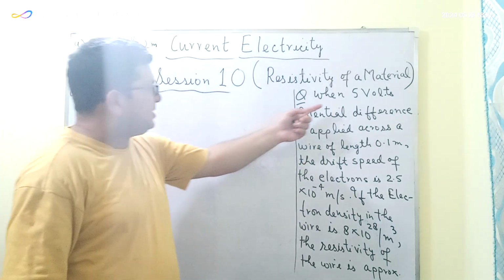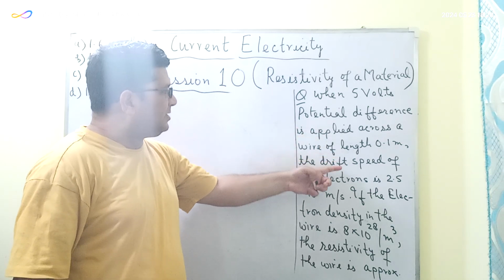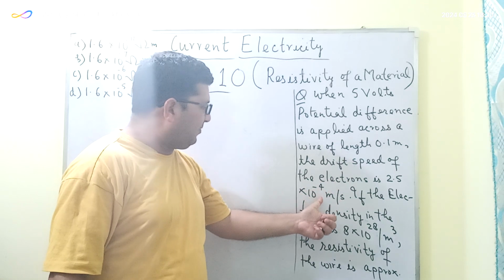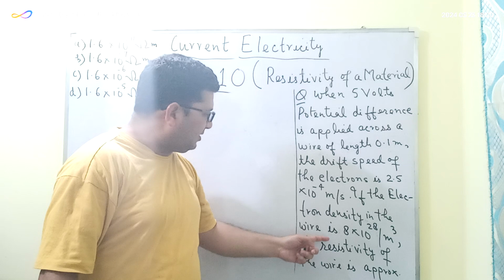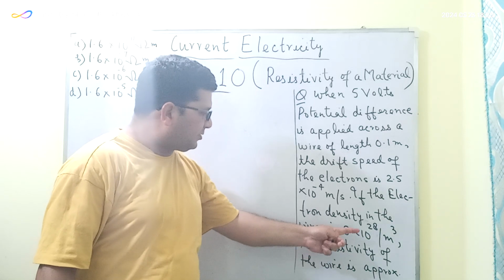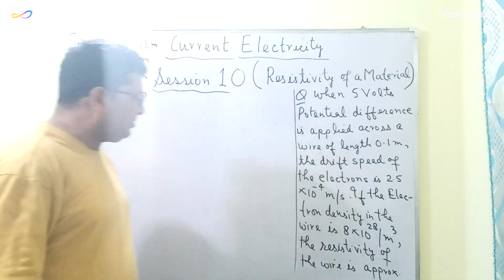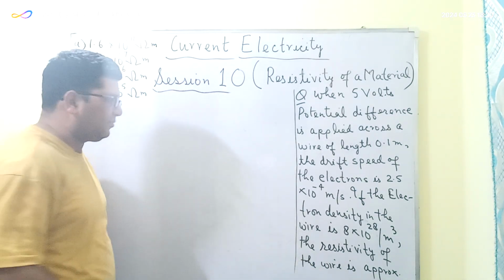So here the question is, when a 5 volt potential difference is applied across a wire of length 0.1 meter, the drift speed of the electron is 2.5 into 10 to the power minus 4 meter per second. If the electron density in the wire is 8 into 10 to the power 28 per cubic meter, then the resistivity of the wire is approximately. So there are four options here, and we have to find the correct one.